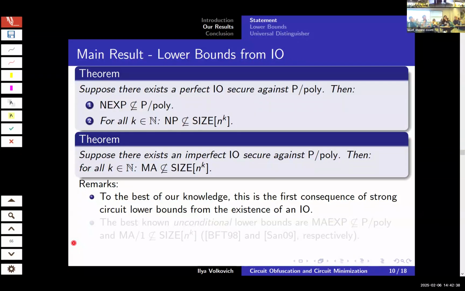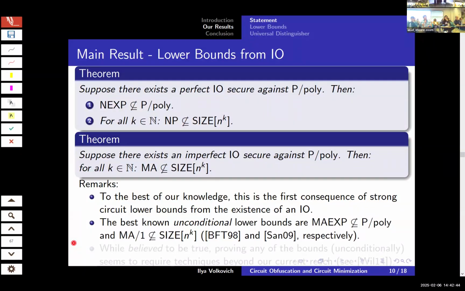Another thing is that we have those lower bounds. Let's try to compare them with what's out there. Unconditionally, the best thing we have is a lower bound for MAX, which is the exponential version of MA, and MA/1. I don't know, it maybe looks ridiculous. Yes, this looks very, very similar, except for this one annoying bit of advice.